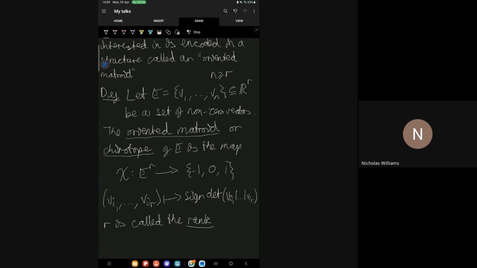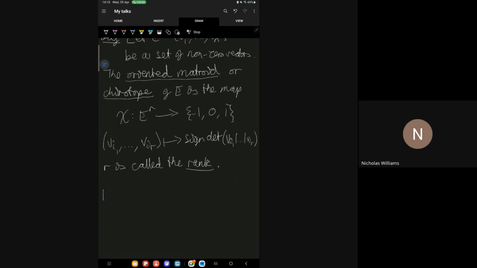Somehow, if we were to forget the signs here and just remember which subsets of E have a non-zero determinant, so which subsets are linearly independent, then what you get is just the unoriented matroid. So it's remembering the signs that makes it oriented.